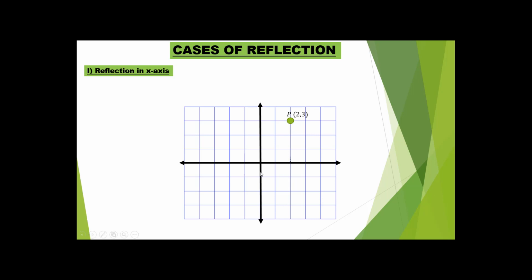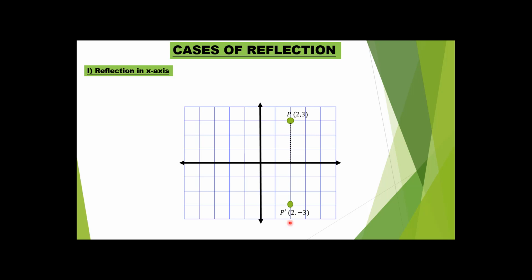So what is the vertical distance of this point P from the x-axis? And students, we can clearly see that the distance of P from the x-axis is 3 units above. The reflection of it will be in the opposite direction and at the same distance. So P dash is going to be somewhere here with the coordinates 2, minus 3.